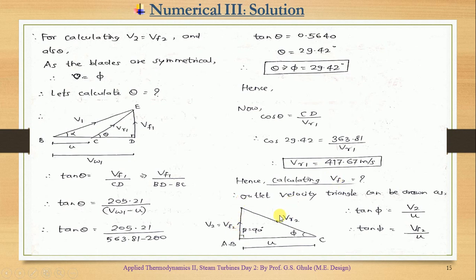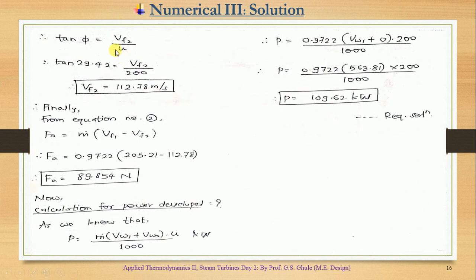Now let's calculate VF2. This is my outlet triangle, the outlet velocity diagram. So tan phi will be the opposite side upon the adjacent side. This V2 is nothing but VF2, which I have written over here. So let's calculate tan phi. Phi is nothing but theta, that's why both values of theta and phi will be the same. U is given. From this we will calculate the value for VF2.